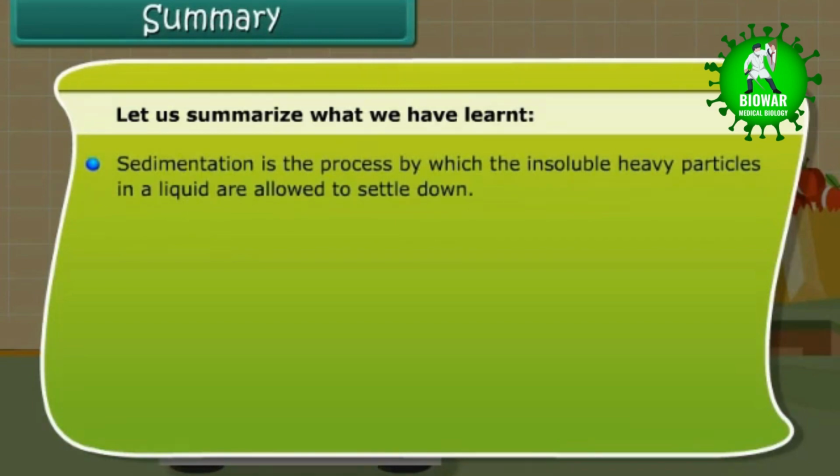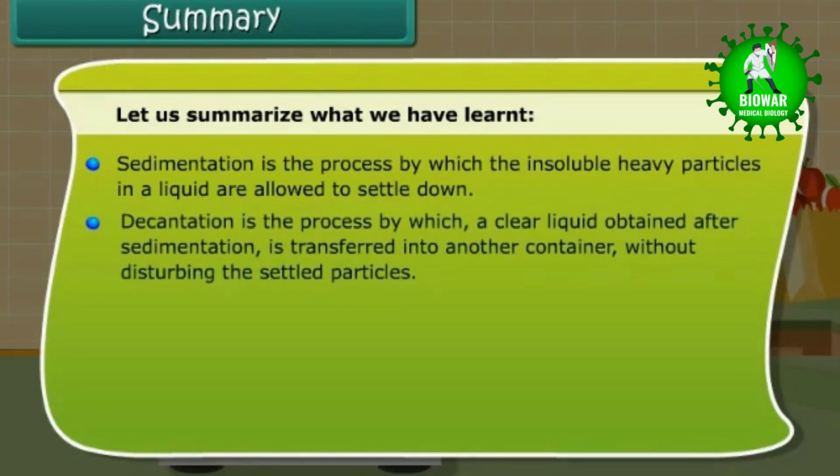Sedimentation is the process by which the insoluble heavy particles in a liquid are allowed to settle down. Decantation is the process by which a clear liquid obtained after sedimentation is transferred into another container without disturbing the settled particles.